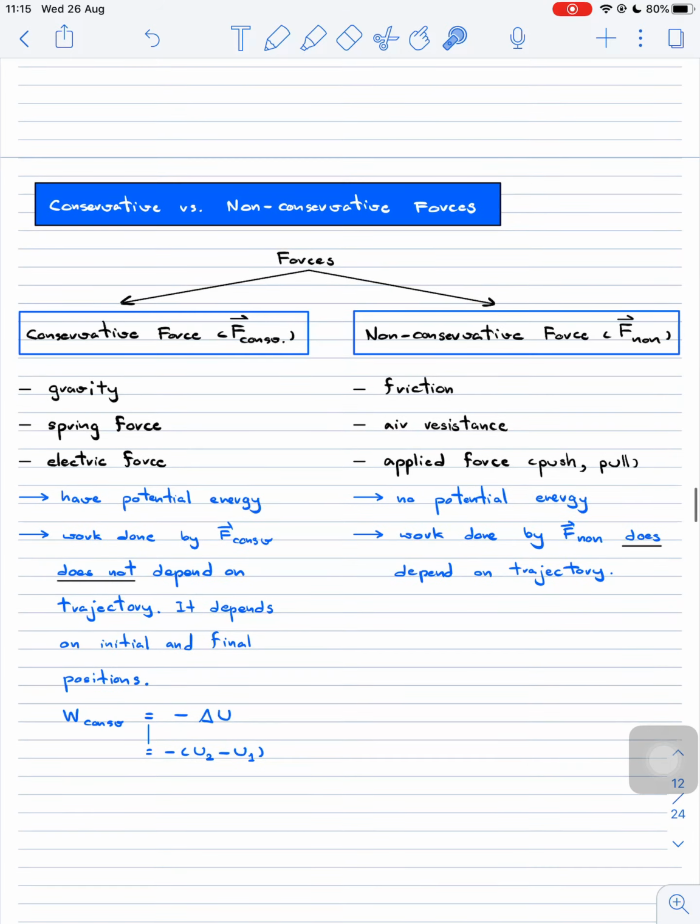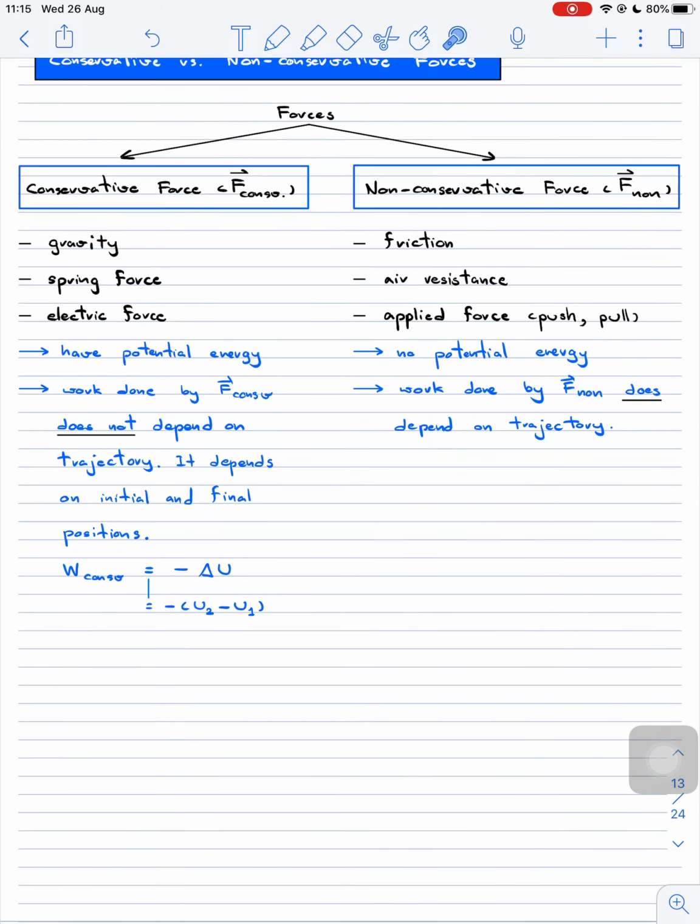Let's consider the non-conservative force first. Let me use the symbol F_non for the non-conservative force. I will give examples of the non-conservative force first. For example, friction, air resistance, and some applied forces, for example, the pushing force or the pulling force.